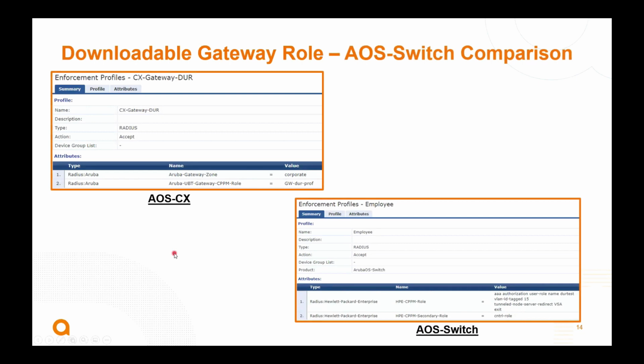Kind of a comparison between the two, both CX and AOS switch, as I mentioned earlier, it's a little bit different. In AOS switch, we actually use the primary role or the switch user role to redirect the traffic to a VSA, and then we would specify the VSA with the enforcement profile, which is the downloadable role that the gateway will download. So in CX, we're doing it differently. We're just using a VSA to indicate the zone that client's traffic will be tunneled to, and then the role that will be downloaded to the gateway.